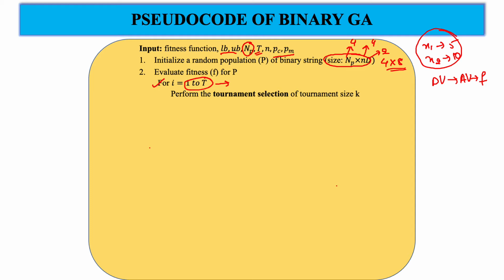Then we need to perform a tournament selection. In tournament selection we have two members, we have a competition between them, and the winner will move into the mating pool, or it will be a parent for my further calculation. So as we have discussed, we took k equals 2, but k can be any number, right?